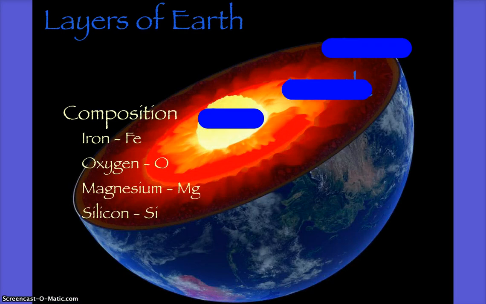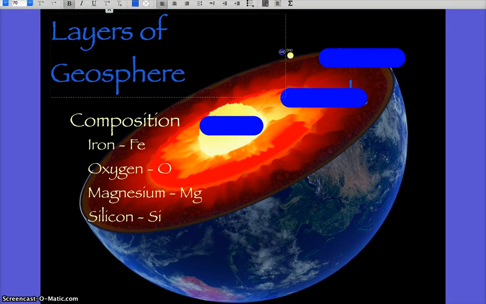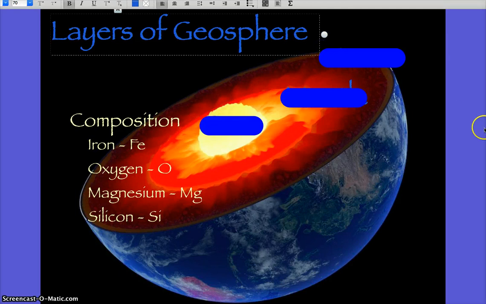So instead of layers of Earth, this should say layers of the geosphere. So please fix that. We did atmosphere, we did hydrosphere, and now we're doing the geosphere. You have to know the composition of the geosphere, just like you have to know the makeup of the hydrosphere and the makeup of the atmosphere. You want to think of iron, oxygen, magnesium, and silicon. What you will not have to know is specific components of each part of the geosphere's composition. I'll keep it just general.